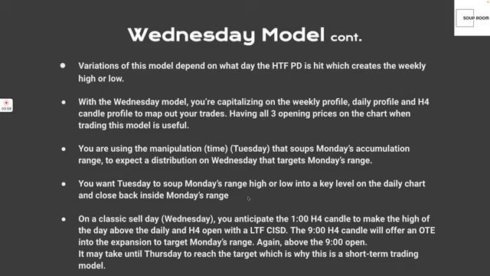On a classic sell day, this is Wednesday, you anticipate the 1 a.m. 4-hour candle to make the high of the day above the daily and 4-hour open with a lower time frame change in state of delivery. The 9 a.m. 4-hour candle will offer an OTE or breaker into the expansion to target Monday's range, low or high, depending on the order flow. Again, above the 9 a.m. open.